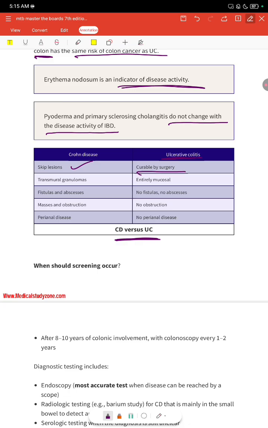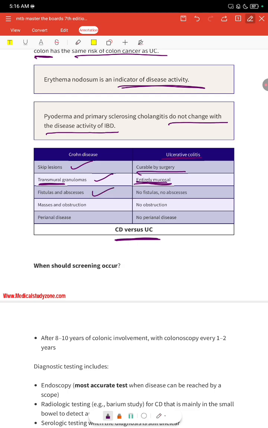It is curable by surgery. The granulomas here are transmural, involving the entire bowel wall and all the layers of the bowel, while in ulcerative colitis it is entirely mucosal only. So in Crohn's disease, transmural; in ulcerative colitis, mucosal.